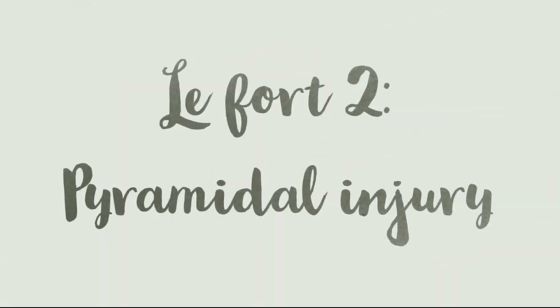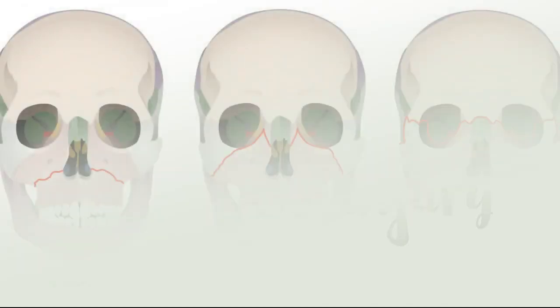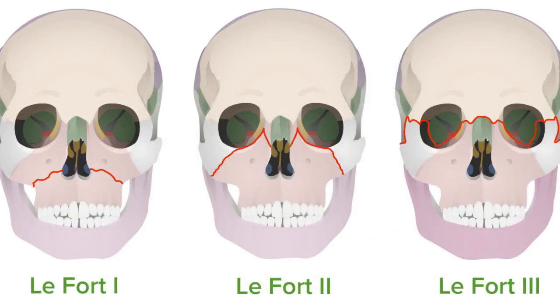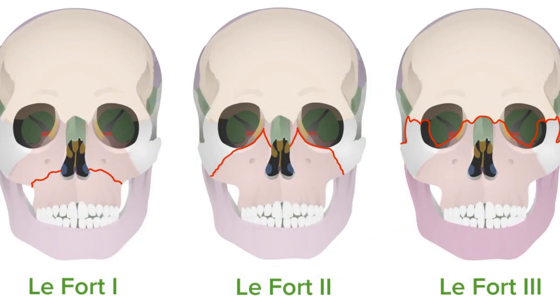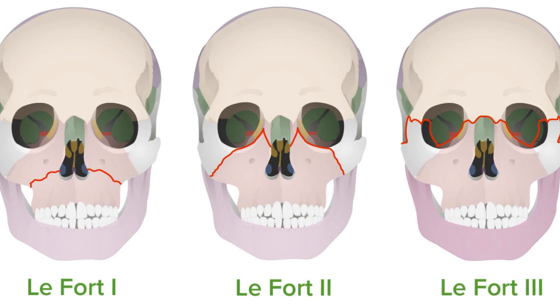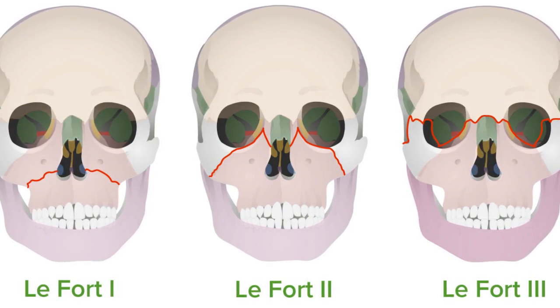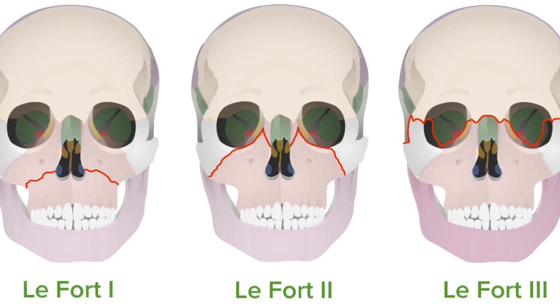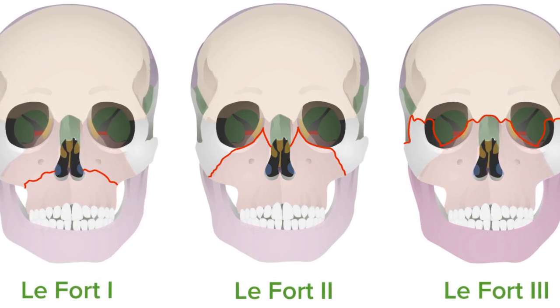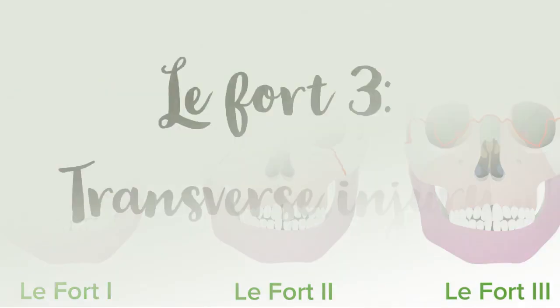Whereas Lefort 2 is known as a pyramidal injury because it looks like a pyramid. It not only includes the maxillary teeth and the palate, the nose as well. All the nose is included. Also, the cheeks are included under the Lefort 2 type of fracture.